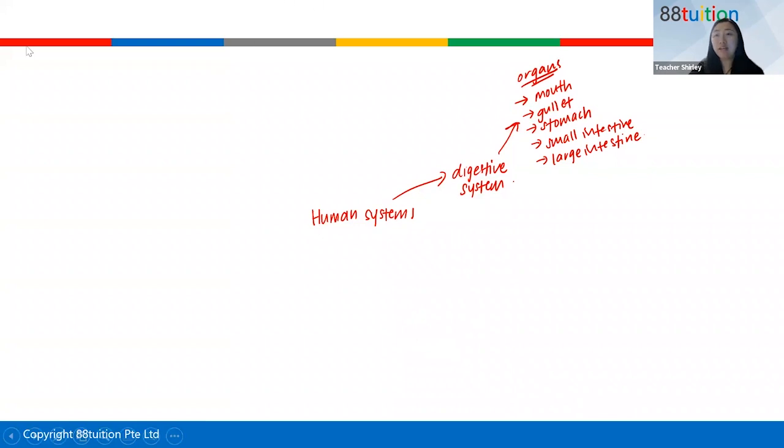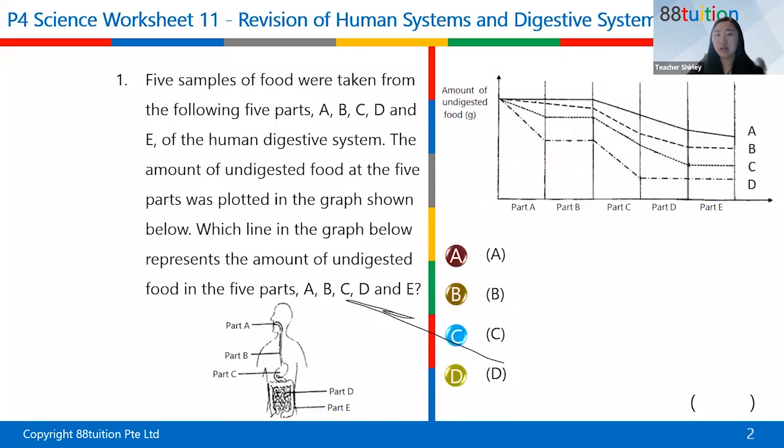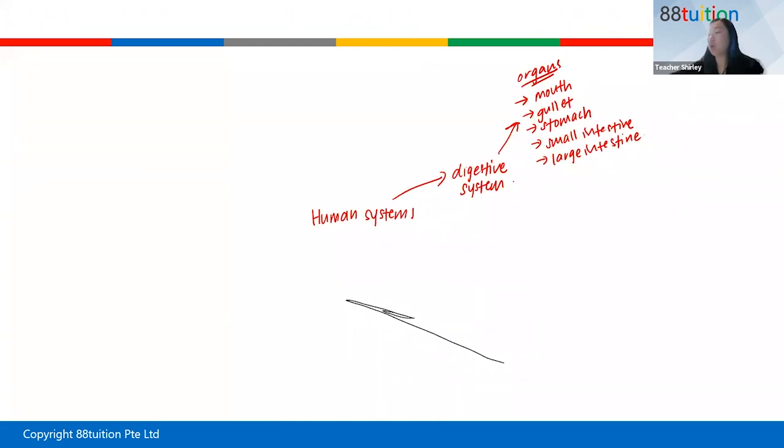So I think Evan has already given us the list of, let me just clear all the drawings first. Evan has already given us all the different organs in the digestive system. So the next thing that we need to know would be, wait, hold on. Let me erase.